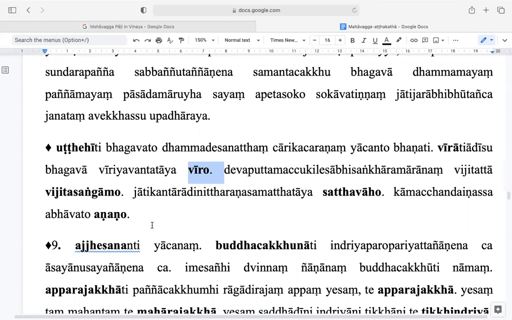And then why Vijita Sangamo? Vijita Sangamo. Actually, in the battle, fighting with Mara, the Blessed One conquered, was victorious. That is why. And there are five kinds of Mara to our knowledge. One is Devaputta Mara, Mara of deity. Another one is Maccu Mara, Mara of death. Another one is Kilesa Mara, Mara of the defilements. And another one is Abhisankhara Mara, Mara of the karmic formation. So only four; one remains, that is Khandha Mara.